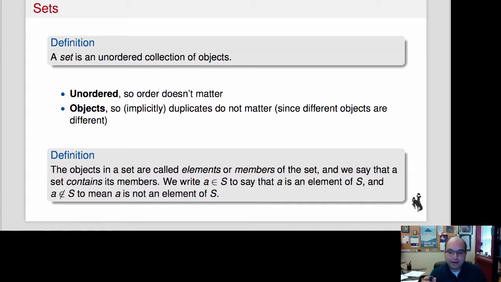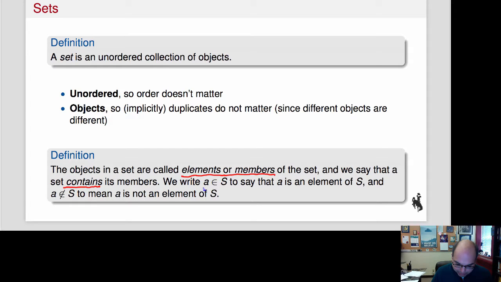Now let's do that a little bit more formally. The objects in a set are called elements. That's an important word to know. A set has elements, or it has members. They're just two different ways of saying the same thing, and a set is a collection of elements or members. We say that a set contains its members. This is a technical term that we're defining. We're defining what it means to contain some elements.